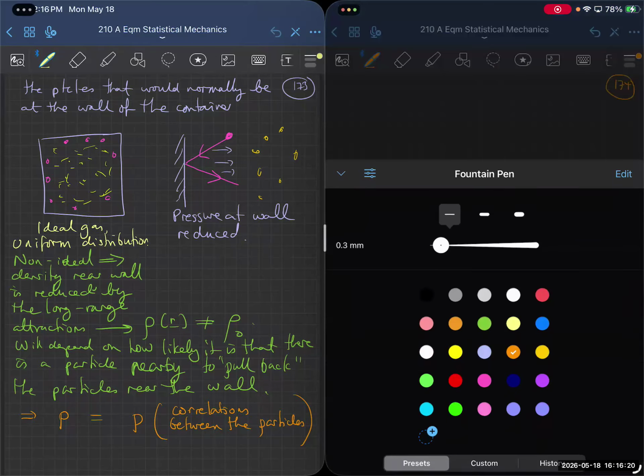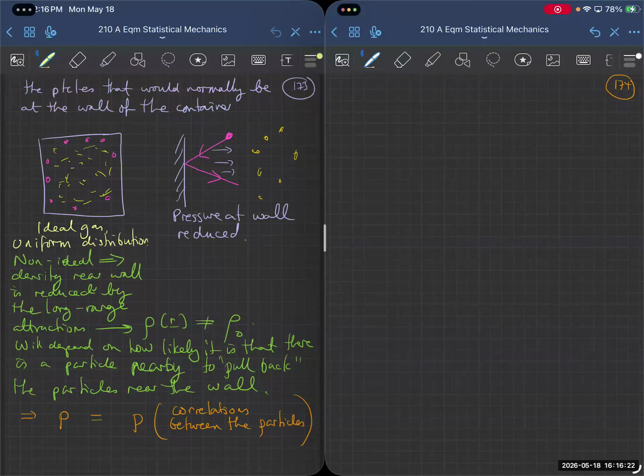So I want to introduce what I mean by correlation function. I'm going to be talking about correlations, and in particular the pair distribution function. Sometimes it's called a radial distribution function.